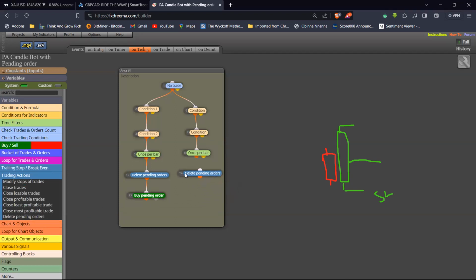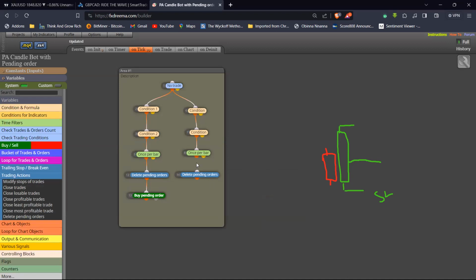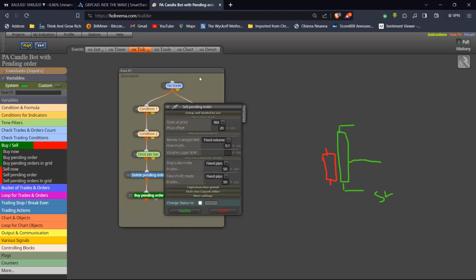First of all, we select, okay, delete previous pending order if a new one is formed. So this would be for sell. I will click on updates, and then we just connect this to this. I will do the same thing here. We go over to sell, okay? Not sell now. We're going to need sell pending order. So let's delete this one, and we're looking for sell pending order, okay? And yeah, so we double click on this, we'll do the same thing.